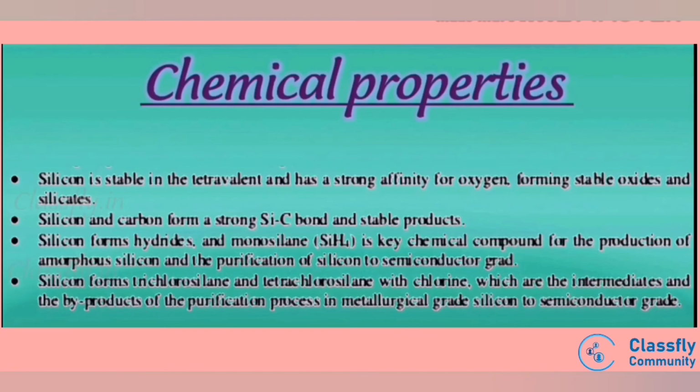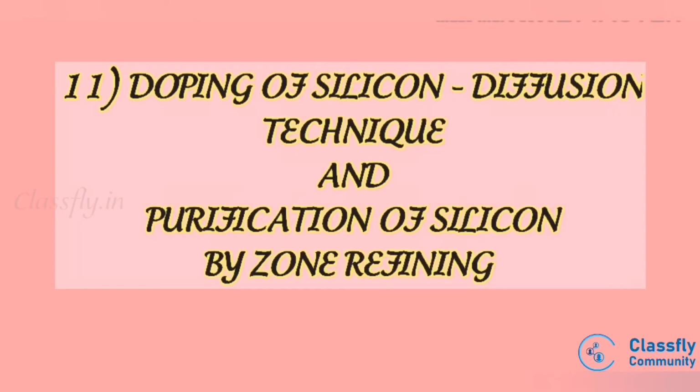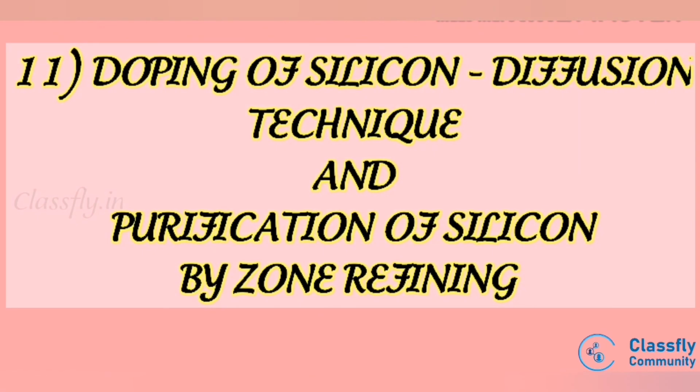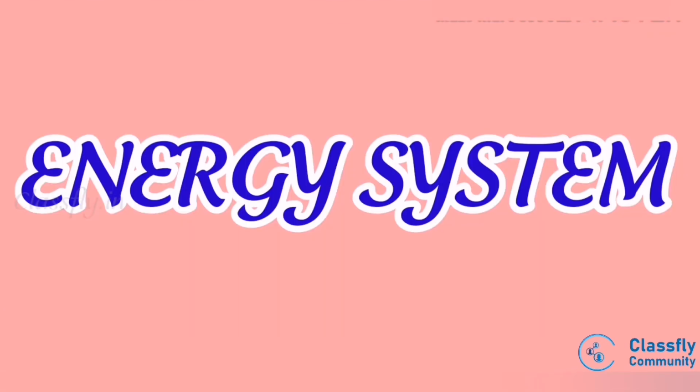Last point, silicon forms trichlorosilane and tetrachlorosilane with chlorine, which are the intermediates and byproducts of the purification process from metallurgical grade silicon to semiconductor grade. And at last, we discuss doping of silicon by the diffusion technique and purification of silicon by zone refining. This is a short description of the topics included in Module 3, that is Energy Systems. I hope you are clear with this topic.